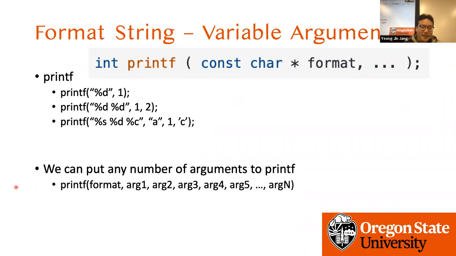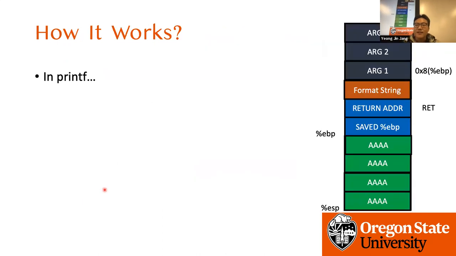So the important thing is that we can put any number of arguments to printf, but we will not. We will not put any additional arguments, but just play with the format string. And let's take a look at how it works. If we just put the %d and the argument is one and call printf, then this is the stack of the internals of the printf function.